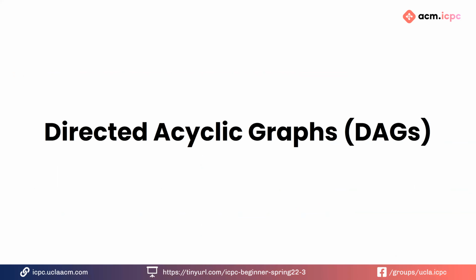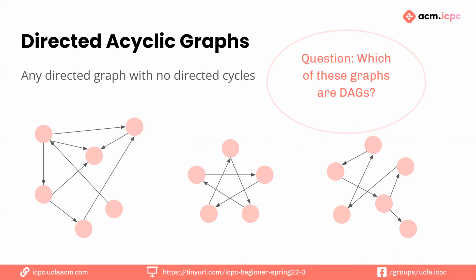Then let's go on to DAGs, which stand for directed acyclic graphs. As you can probably tell from the name, it's a directed graph with no cycles. So can you identify which of these are DAGs?